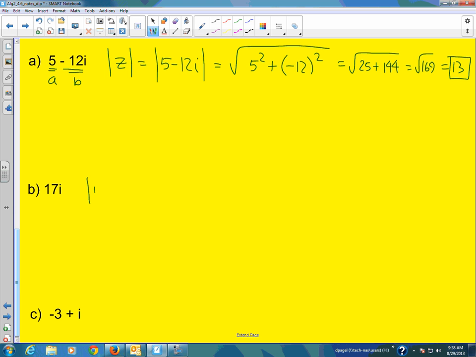All right, we're going to do this one. This is a little weird. What am I missing? Oh yeah, it's really 0. The real part is the 0. The imaginary part is the 17. And we square it, is it 289? I think it's 289, the square root of 289. Well, all we're doing is taking the square root of 17 squared.